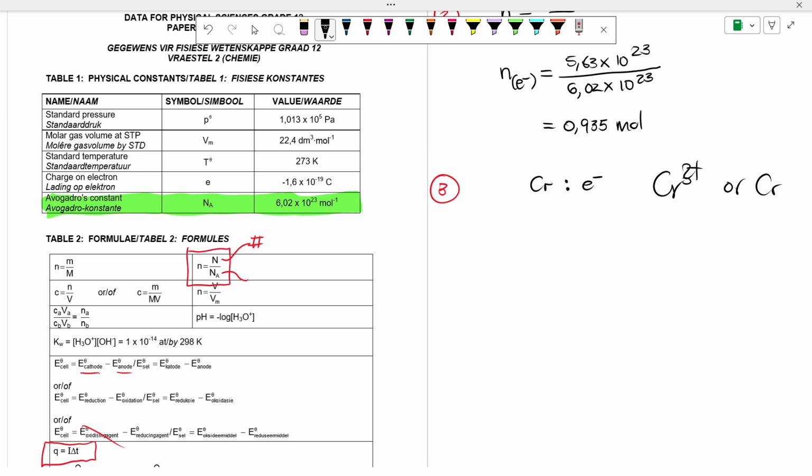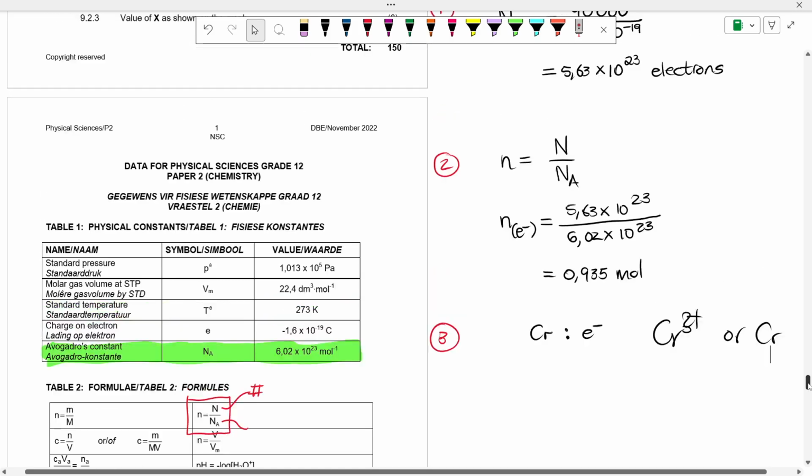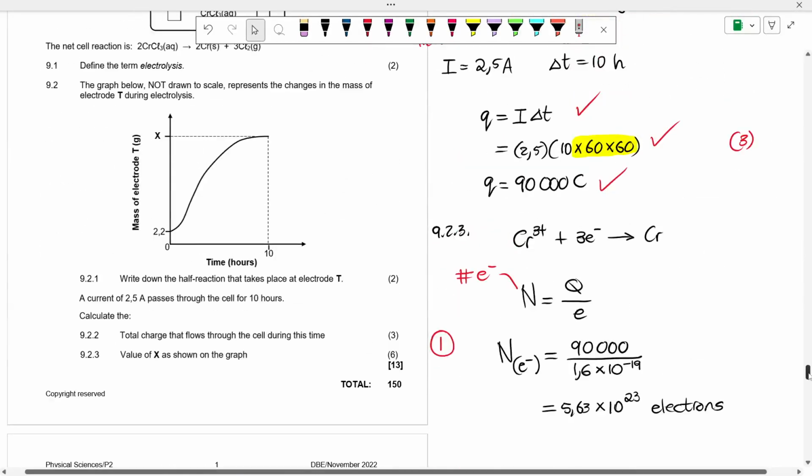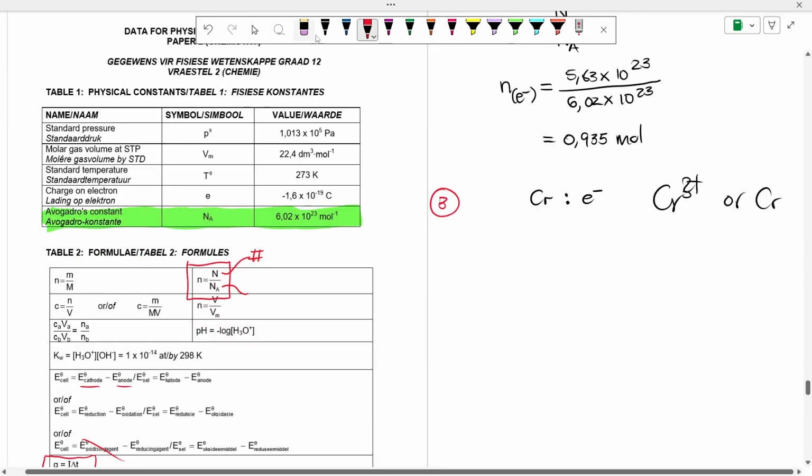Wait, what was your question? Are we dealing with chromium 3 plus or just chromium solid? Chromium solid. Yes, we can only talk of the mass of the electrode. Remember, you are dealing with the mass of an electrode, and an electrode is a solid. It's not aqueous. The reason why I say this is because you might make a mistake and think you are dealing with chromium 3 plus, but in this case you are dealing with a solid.